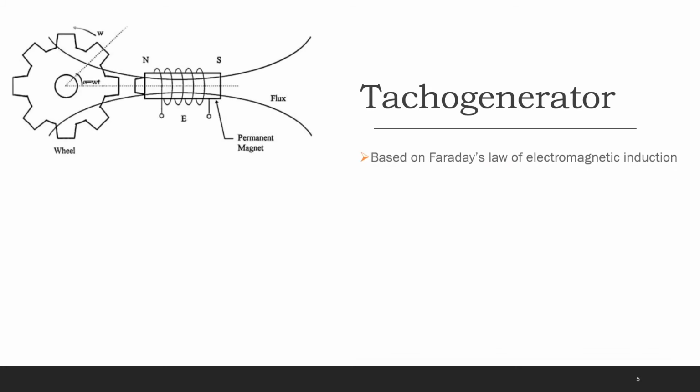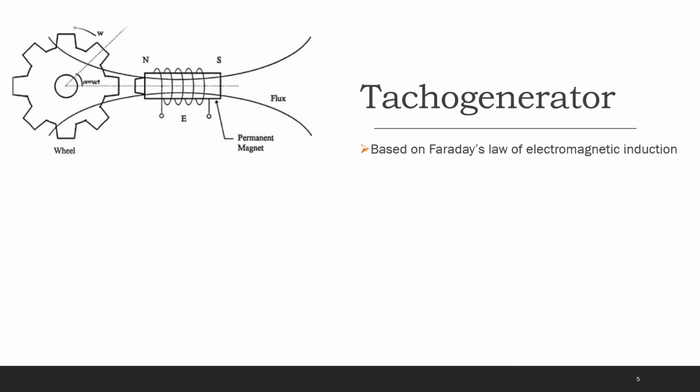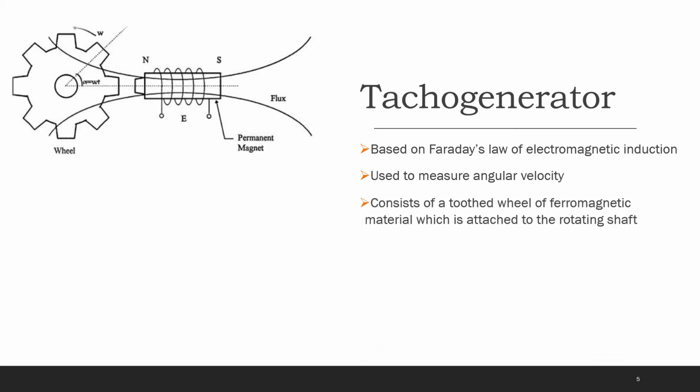So another sensor which is very widely used in our day-to-day life is the tacho generator. Now it is based on Faraday's law of electromagnetic induction. And one of the most widely used applications is to measure the angular velocity of a rotating shaft. Now as shown in the diagram, it consists of a toothed wheel of ferromagnetic material which will be attached or coupled with the rotating shaft whose angular velocity or speed of rotation has to be measured.